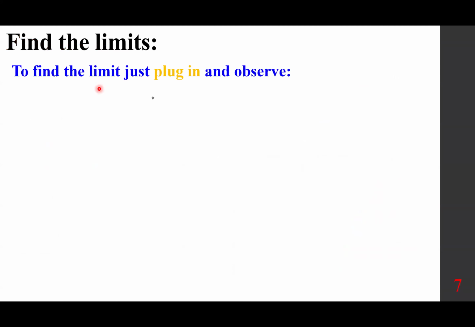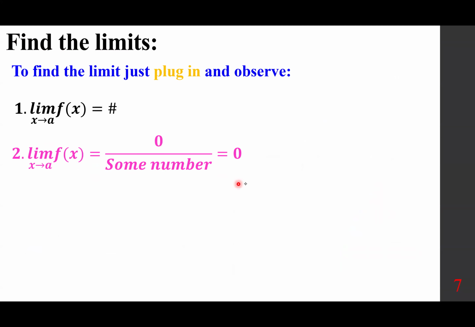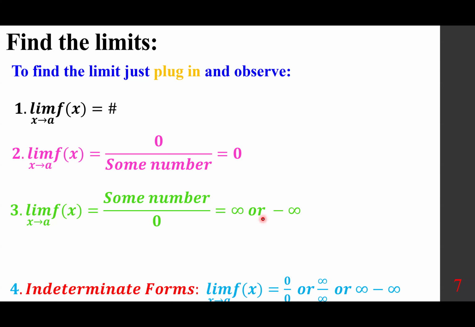To find the limit, just plug in and observe. If it gives you any number, you're done. That's the limit. If it gives you 0 over some number other than 0, it's 0 and you're done. If it gives you a number over 0, remember we used to say it's undefined, but now it's infinity or -infinity. And which one it is depends on the sign. The sign of the number at top, if the number is positive, it's positive. If it's negative, it's negative. The bottom, 0. From the left is negative, from the right is positive, and therefore it depends on that. And that's why you have to figure it out, and we'll go over an example to make some sense out of it.